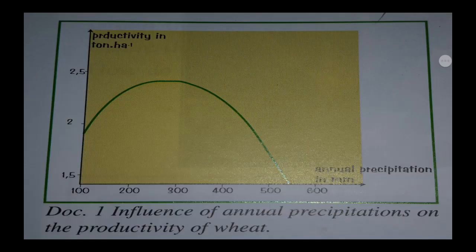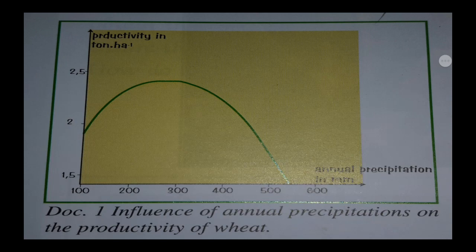Now, as you can see, this document shows the productivity of wheat as a function of annual precipitation. So, how do I read this document, or how do I give this document a title? I give it a title: Y as a function of X. What do we have on the y-axis? Productivity. What do we have on the x-axis? Annual precipitation. So this graph shows the productivity of wheat in tons per hectare as a function of annual precipitation in millimeters.